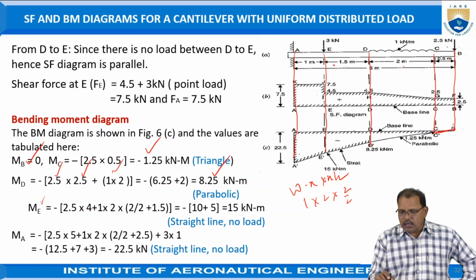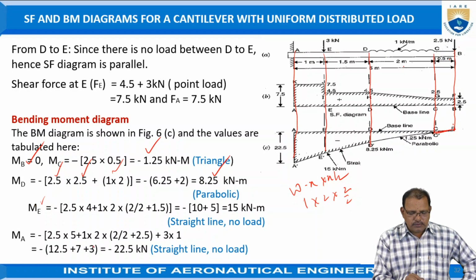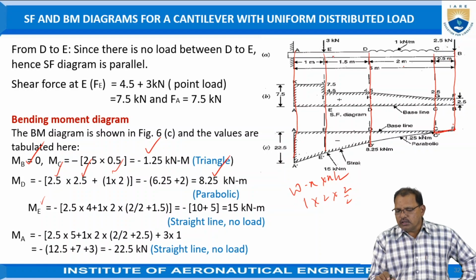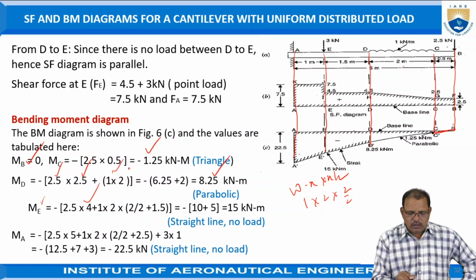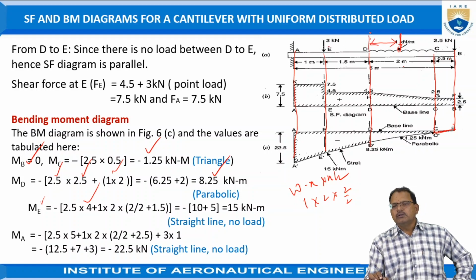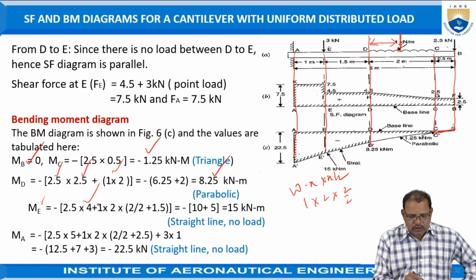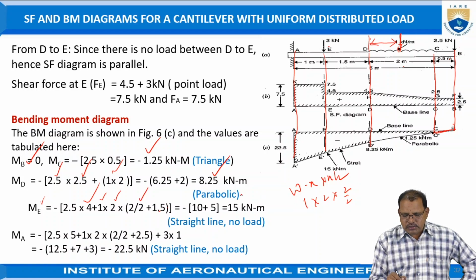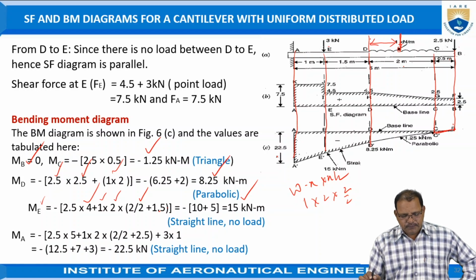The bending moment at E is equal to 2.5 into the total distance between E and D, which is 4, that is 2 plus 1.5 plus 0.5. Again, the effect of uniformly distributed load is equal to 1 into 2, but it is acting in the middle, 1 meter, plus 1.5. So we can take it as 1 into 2 into 1.5 plus 2 by 2, just half of the length, which is equal to 15 kilonewton meter.